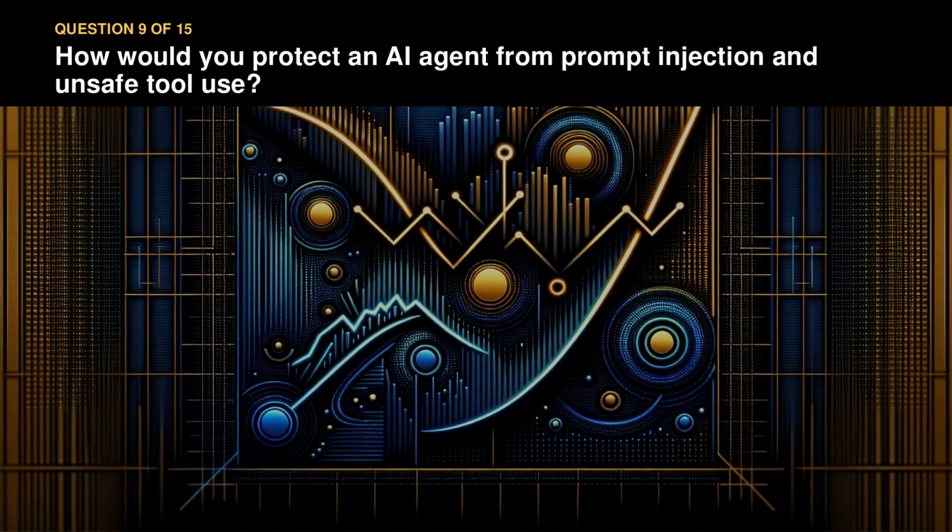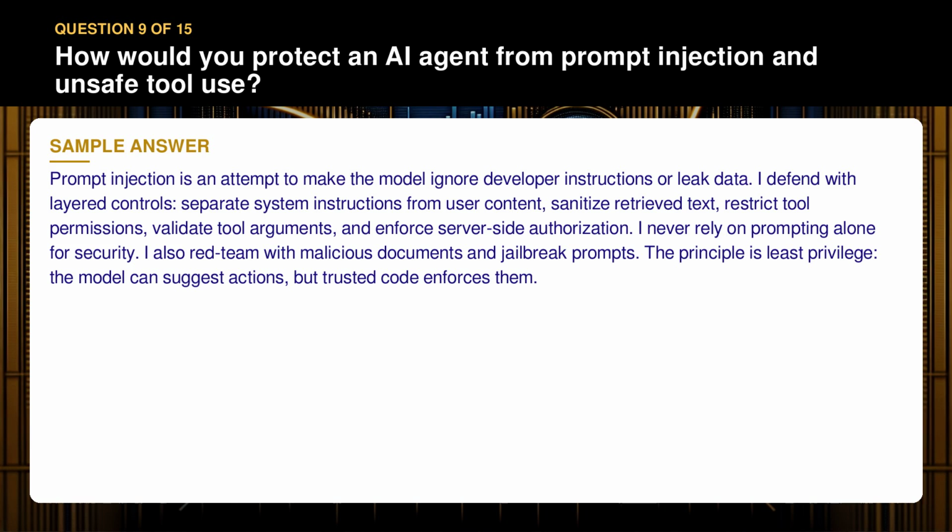Question 9. How would you protect an AI agent from prompt injection and unsafe tool use? Prompt injection is an attempt to make the model ignore developer instructions or leak data. I defend with layered controls, separate system instructions from user content, sanitize retrieved text, restrict tool permissions, validate tool arguments, and enforce server-side authorization. I never rely on prompting alone for security.